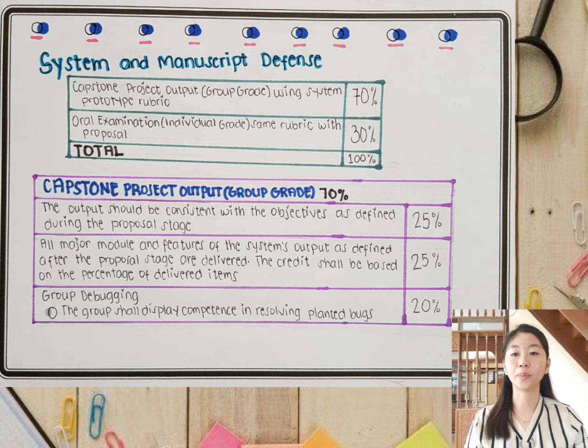Capstone project output group grade, 70%. The output should be consistent with the objectives as defined during the proposal stage, 25%. All major modules and features of the system's output as defined after the proposal stage are delivered. The credit shall be based on the percentage of delivered items, 25%. Group debugging: the group shall display competence in resolving planted bugs, 20%.